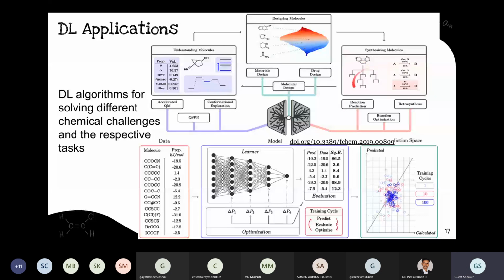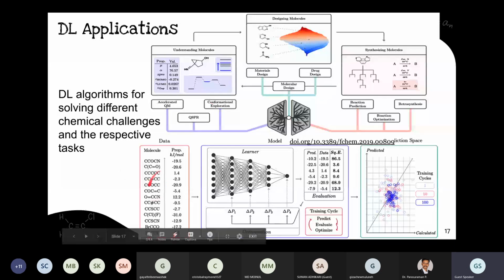Synthesizing molecules: what are the possible routes we can use to synthesize the molecule, in which we can do reaction prediction, retrosynthesis, and reaction optimization. Coming to understanding the molecule, you can accelerate quantum mechanical calculation, QSPR, and conformational exploration. Conformational exploration is also important, because if you want to synthesize and crystallize the compound, it is always good if you can predict it before crystallization. So whatever data you have, you need to have the right data, and we put it into the learner, we optimize it, we have a training cycle to predict, evaluate, and then optimize, and then finally come up with a predicted model, right?